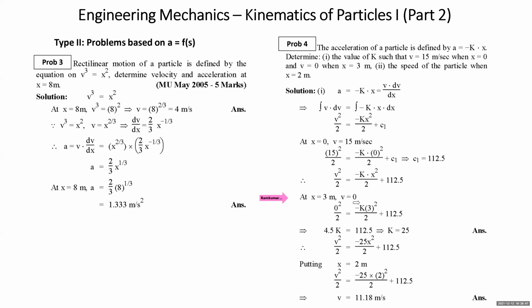At x equal to 3 meter, v is 0. At x equal to 3 meter, velocity is 0, that we are substituting. We put the second set of boundary conditions into it, you get the value of k. The reason for giving two sets of boundary conditions in the given problem was that one unknown is the constant of integration, and another unknown is the constant of the expression, that is k. With the second set of boundary conditions, the value of k is arrived. Then we substitute the value of k and c1 into the velocity expression. Finally, the velocity expression is arrived in this form. Put x equal to 2 meter, you find velocity as 11.18 meter per second.